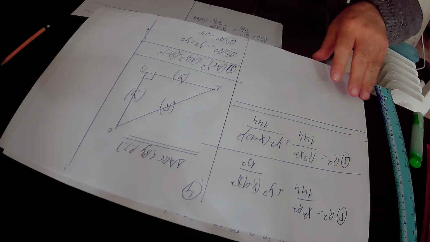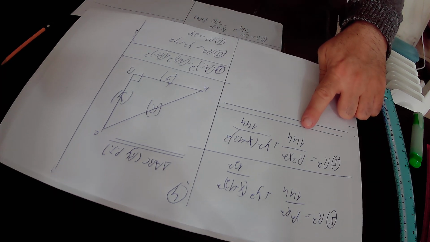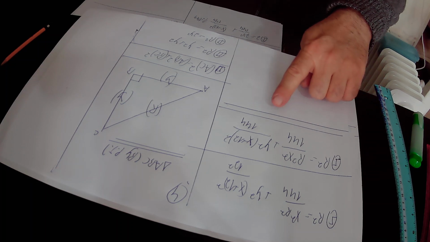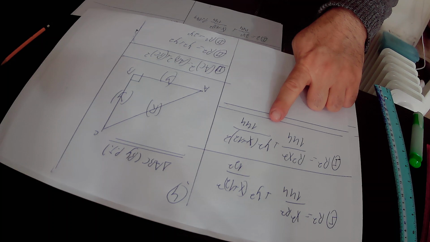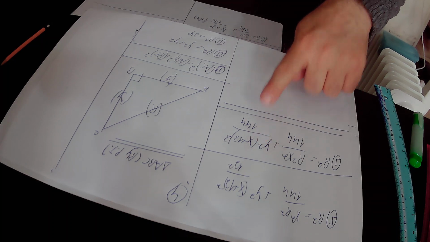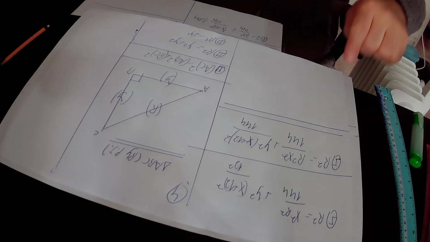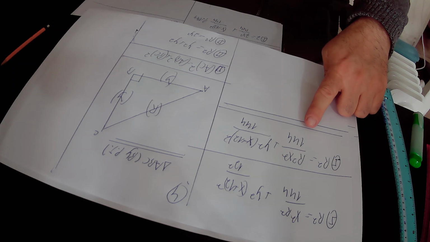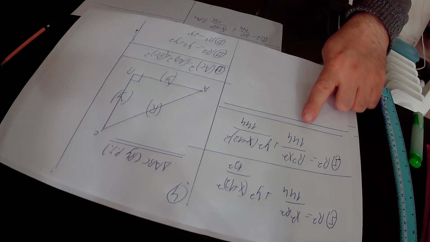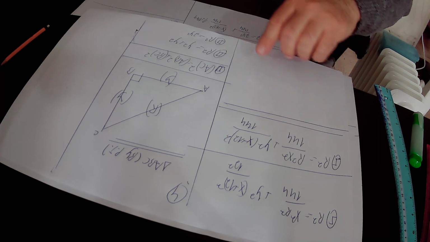So according to equation 1, we actually found out that r squared equals r squared times x squared over 144, and here we have y squared times x plus 12 squared over 12 squared. 12 squared is 144. So according to equation 1, r squared equals r squared times x squared over 144 plus y squared times x plus 12 squared over 144.